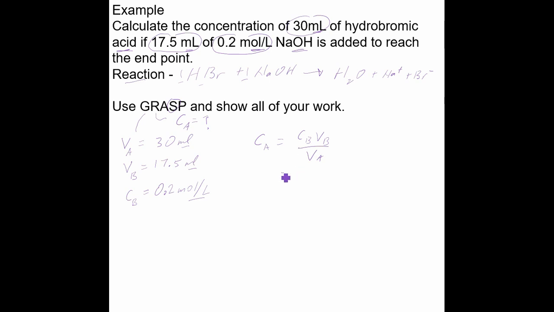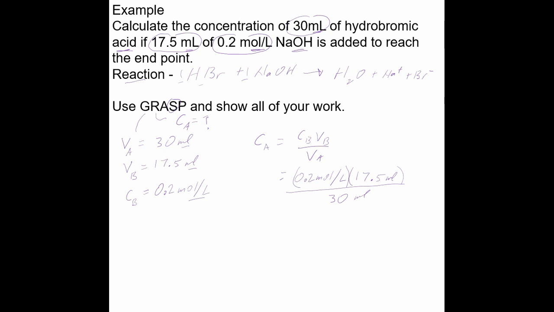So concentration of our base from over here, it is the 0.2 moles per liter. We're going to multiply that by the volume of the base. Don't mix these up. You need to make sure you're putting the volume of the base and multiplying it by the concentration of the base. So if you put the 30 milliliters in here, then you would get an incorrect answer for that. So make sure you keep your volume and concentration for the base together, dividing it by the volume of the acid, which is the 30 milliliters that we now have.